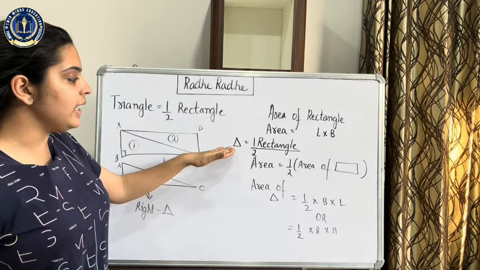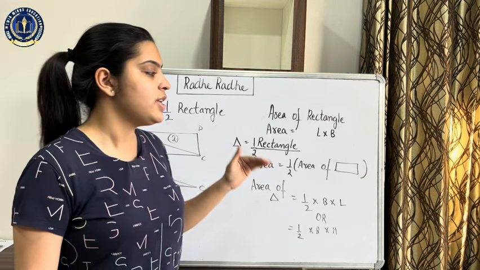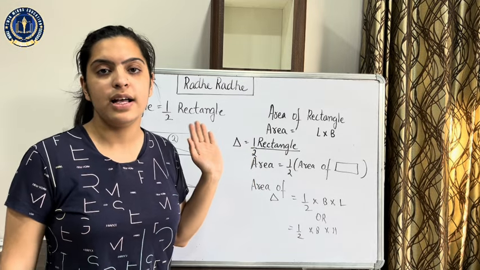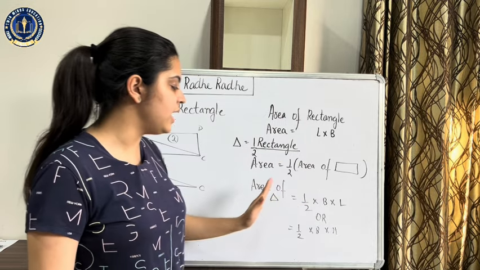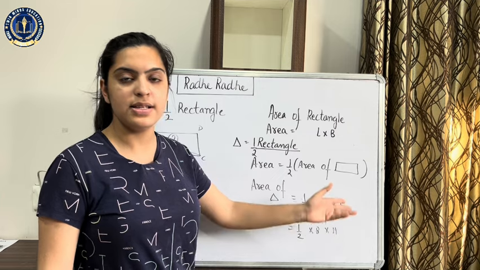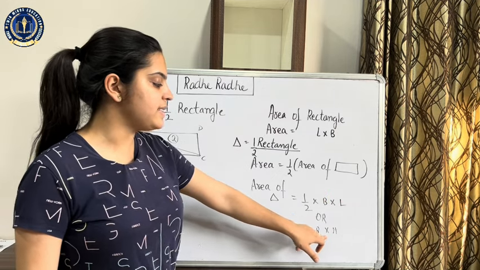Now, triangle is half of rectangle. We just now proved it. Same way, area is also half the area of rectangle. Area of triangle equals half base into height. Length into base or base into length means the same. Or half into base into height.